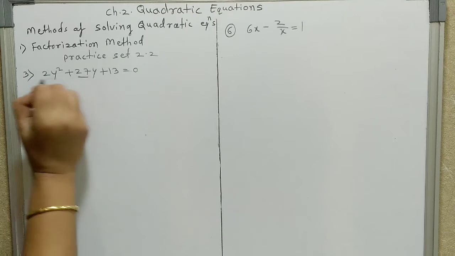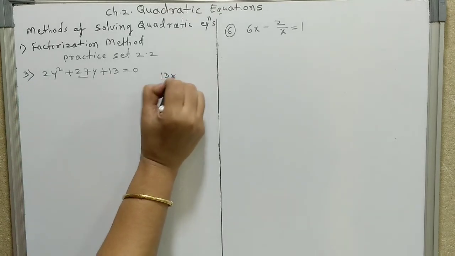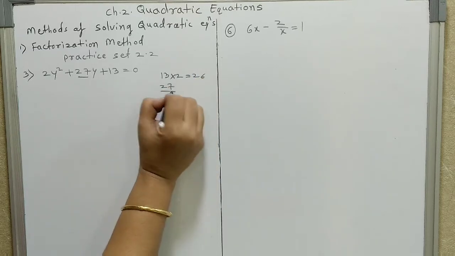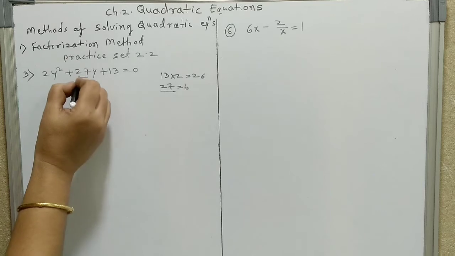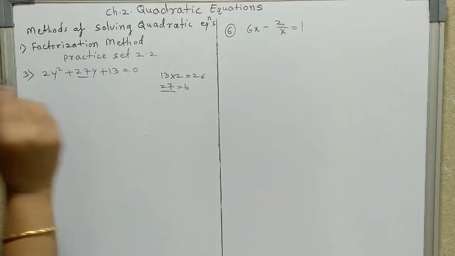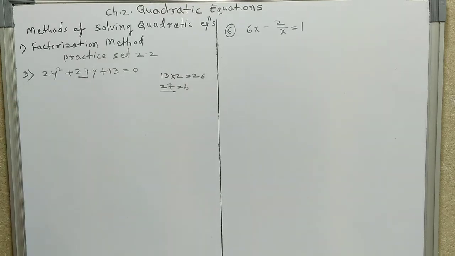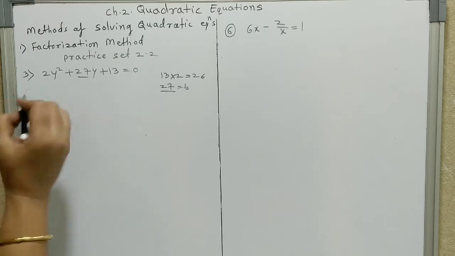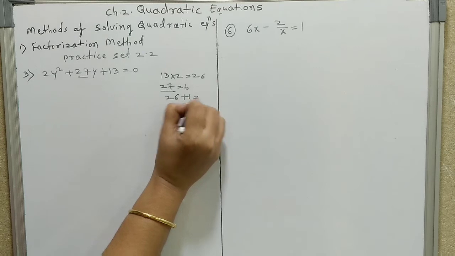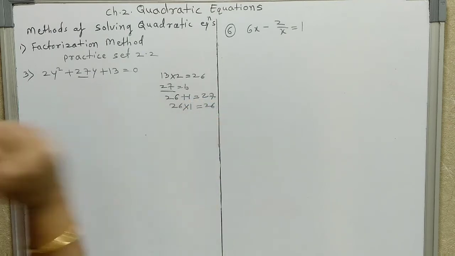So multiplication of a and c, 13 into 2, is equal to 26, and 27 is the middle part, that is b. So split it in this form: 26 plus 1 is equal to 27 and 26 into 1 is equal to 26. So this is our factor. So put it in this equation. 26 plus 1 is equal to 27 and 26 into 1 is equal to 26.